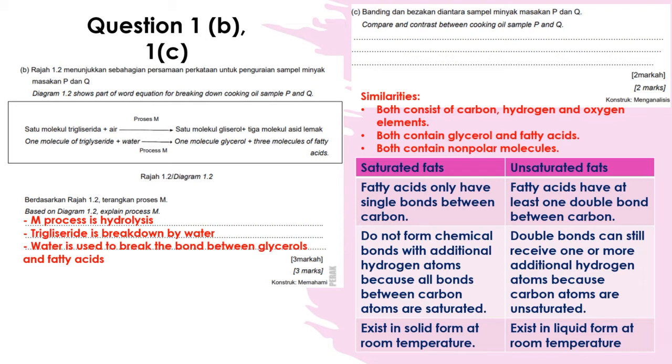Okay, go to page 78. You can see the table 4.2 there. There is a diagram on the fatty acid which has only a single bond between the carbon. While for the unsaturated fats, the fatty acids have at least one double bond between the carbon. So this fatty acid has at least one double bond.